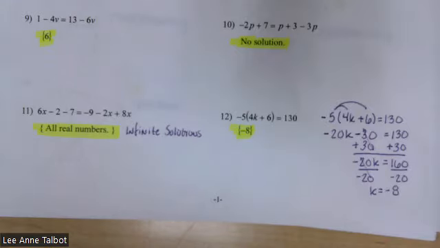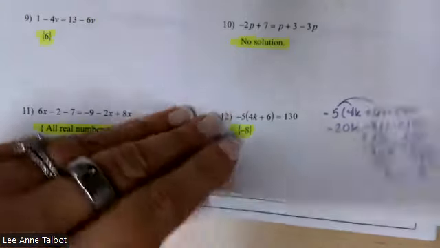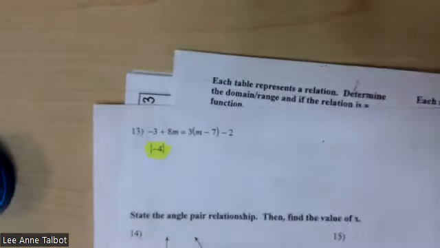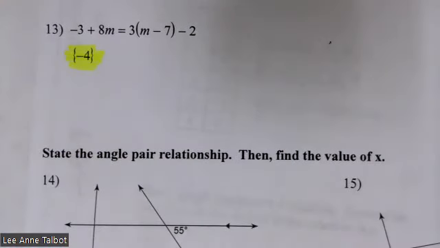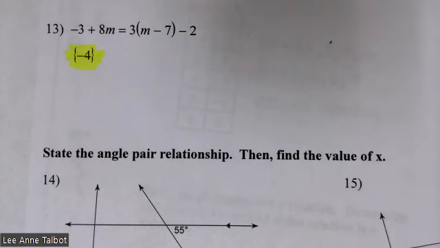You guys sure? 9 to 12? Okay, moving on. Number 13 is -4. Start with that. Number 13 is -4.